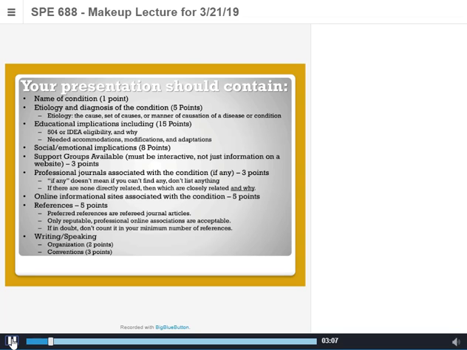The next area I want you to talk about would be support groups that are available. And remember, a support group is something that's interactive. It's not just an informational website or a resource, but is actually something where there is person-to-person interaction. That could be a live support group in your local area. Remember, we want it to be something that if you were teaching and this kind of student walked into your classroom, it would be a resource you could provide to that student or to that parent.